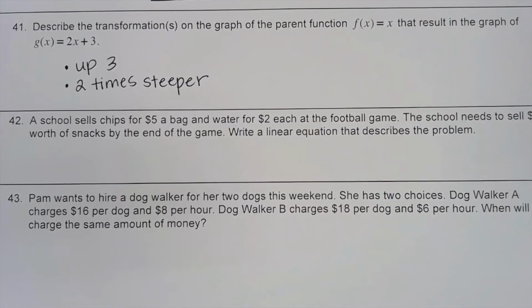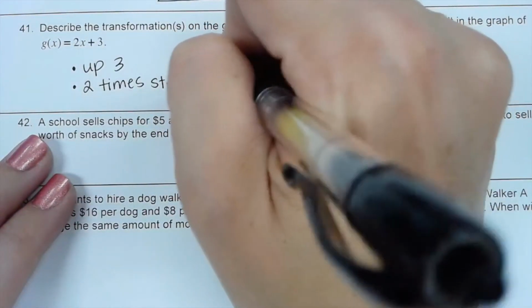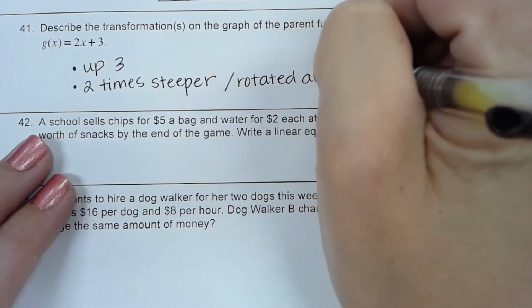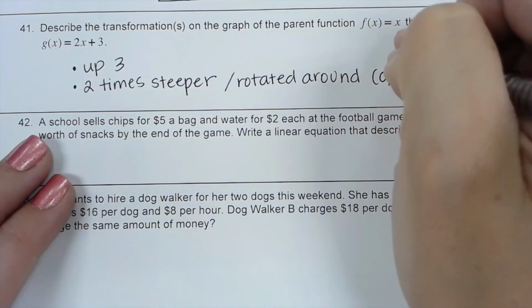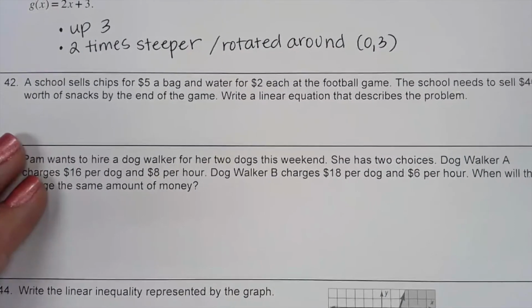When you're wording these questions, there's different ways that you can word that to have the answer mean the same thing. So that's one way that you could write it. You also want to make sure you put a note on this one that says that it's also rotated around the point 0,3, and it's 2 times steeper than the original graph was. So include both of those on your answer.